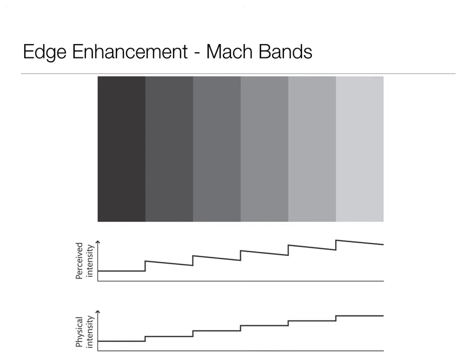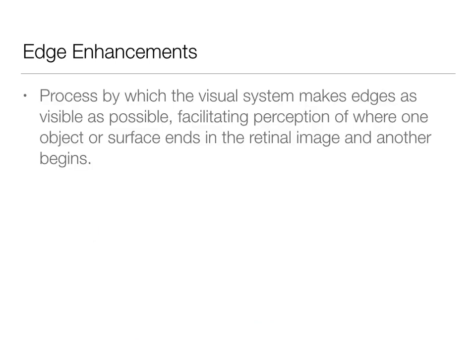The reason that it seems to be a series of gradients is because of edge enhancement. Edge enhancement is the process in which the visual system makes edges as visible as possible. It really facilitates our awareness, our perception, of where one object and another object end. And this is really important. If you think about engaging in the world around you, knowing where the edges of things are is one of the most important jobs of our visual system.